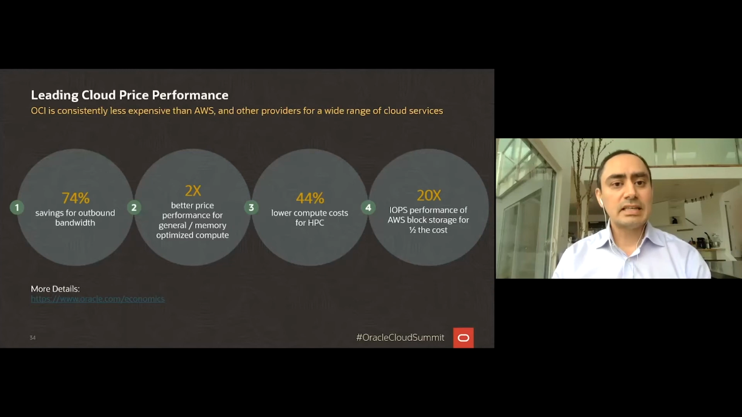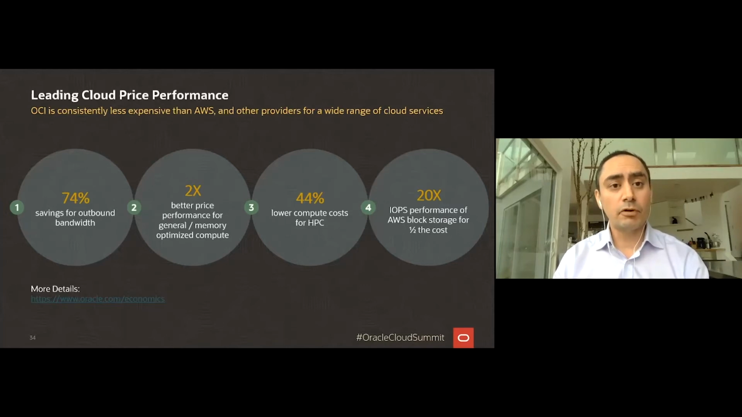Oracle is also consistently less expensive than AWS and other cloud providers across a wide range of cloud services. So if you look at just outbound network bandwidth or data egress, with Oracle, you get about 74% savings. It's a huge cost for most of the customers that are building applications in the cloud or transitioning to the cloud to run their existing workloads. Second, it's actually 2x better in terms of price performance compared to AWS for general memory compute.